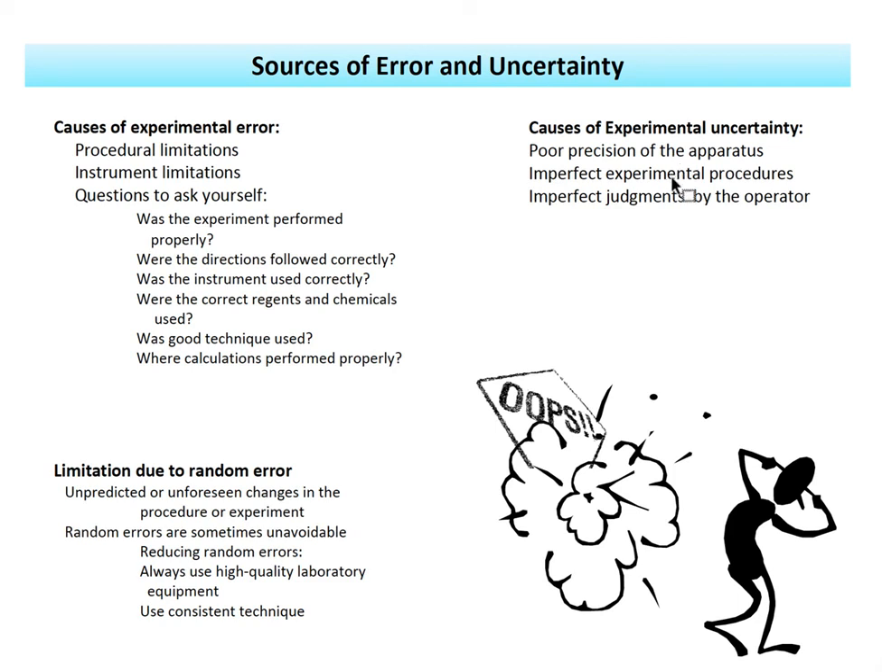Imperfect experimental procedures, so you're reading the meniscus, it's reading to the tenths place, but you're not writing down to the hundredths, or it's reading to the ones, but you're not writing to the tenths, or maybe it reads to the tens, in which case you'd write to the ones, or imperfect judgments by the operator. So these are things that you want to check.